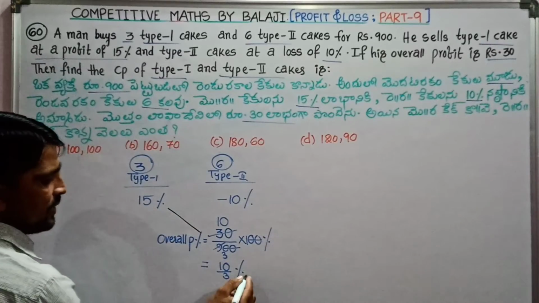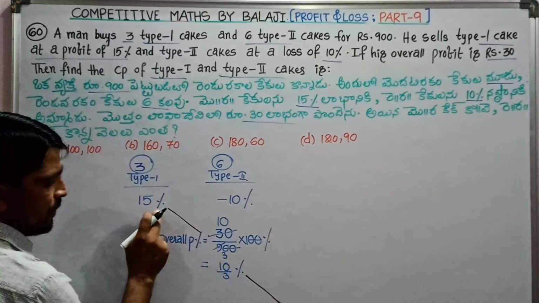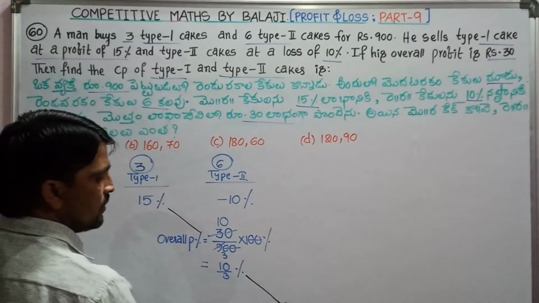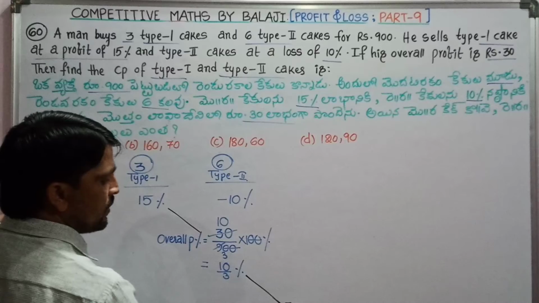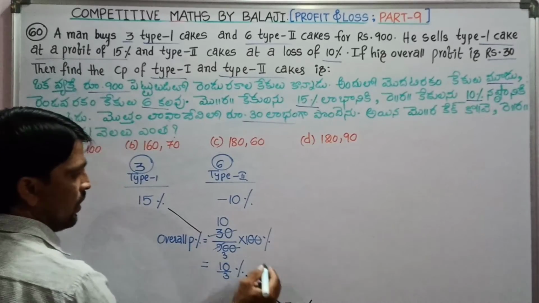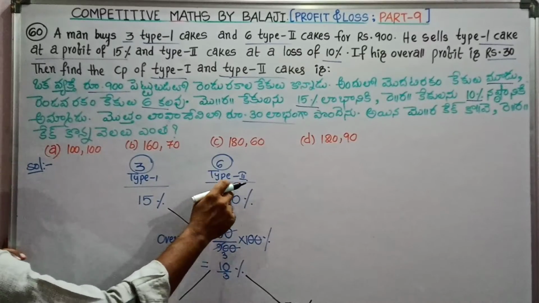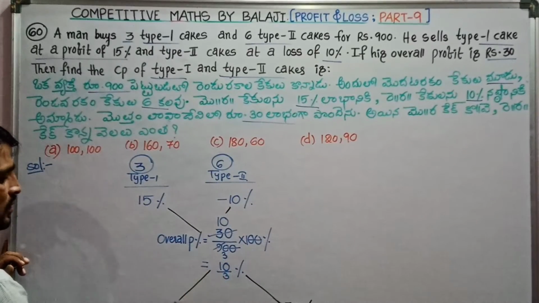15 minus 10 by 3. 3 15s are 45 minus 10, that is 35 by 3%. And the difference of 10 by 3 minus of minus 10, that is plus 10. That is 10 by 3 plus 10, that is 40 by 3%.